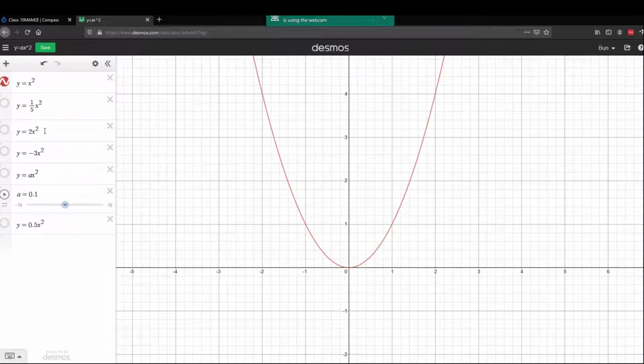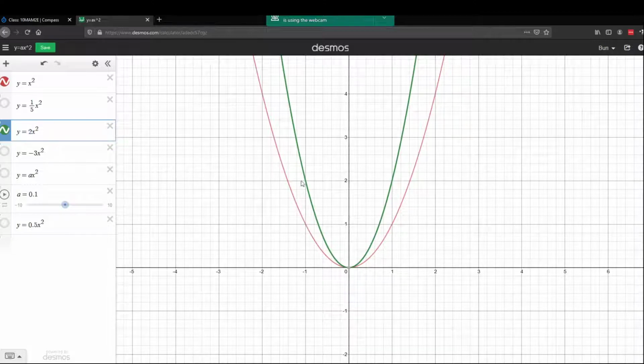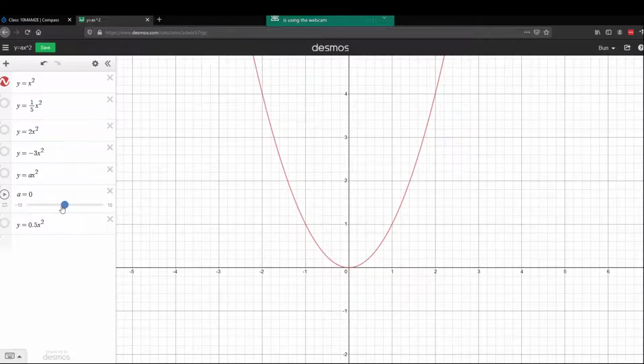So what happens when a is greater than 1? For example, a is 2. So our number here is 2. When a is 2, we can see that the graph is a lot narrower. It gets squeezed in, squashed in. Now I'm going to hide this one, and plot this one here.